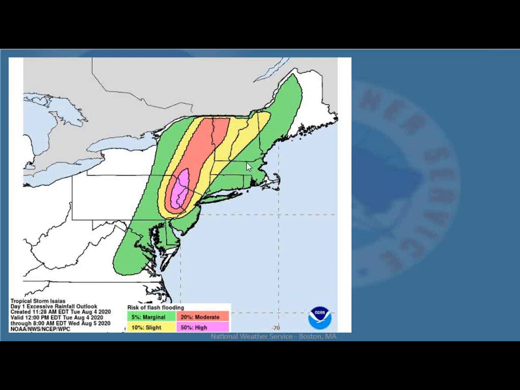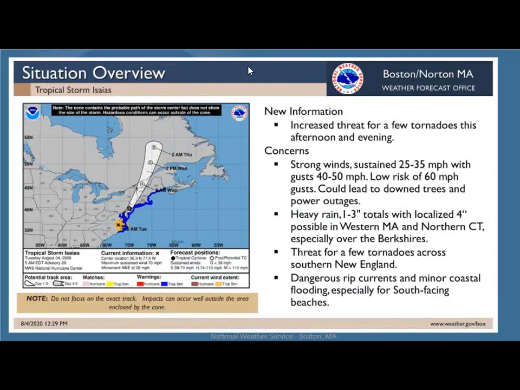What helped reduce the threat of flash flooding was how dry we had been prior to the storm. You really need a lot of rain in a short period of time to cause flash flooding, other than nuisance flash flooding in urban poor drainage areas. But then again, the threat of flash flooding is minimal.